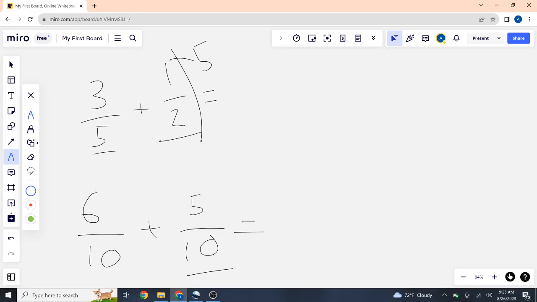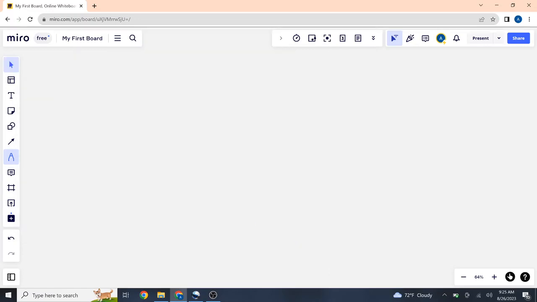And now, with our bottom equation, our equivalent equation, we can see that our denominators are the same. So now all we need to do is just add up our numerators. So 6/10 plus 5/10 equals 11/10, because 6 plus 5 equals 11. And it can be that simple. Let's go ahead and go with another example here.